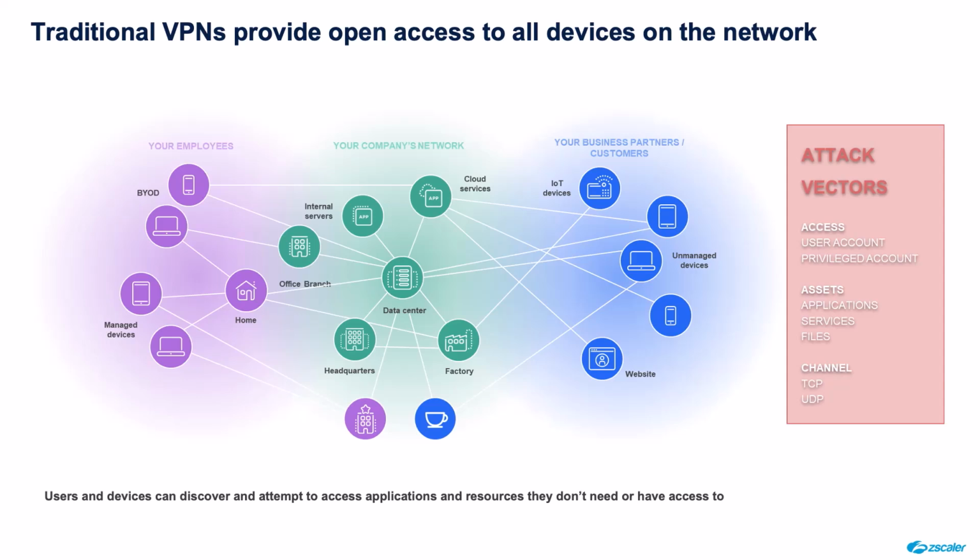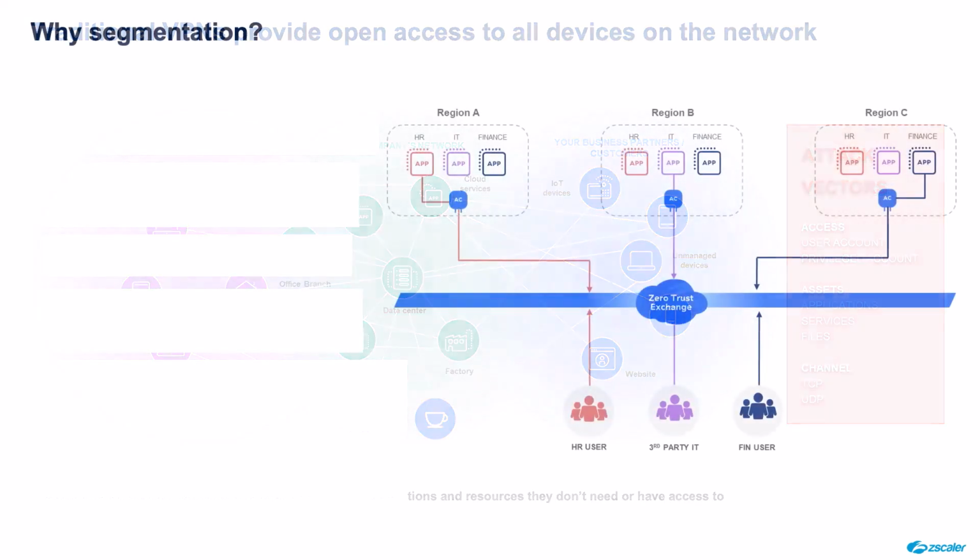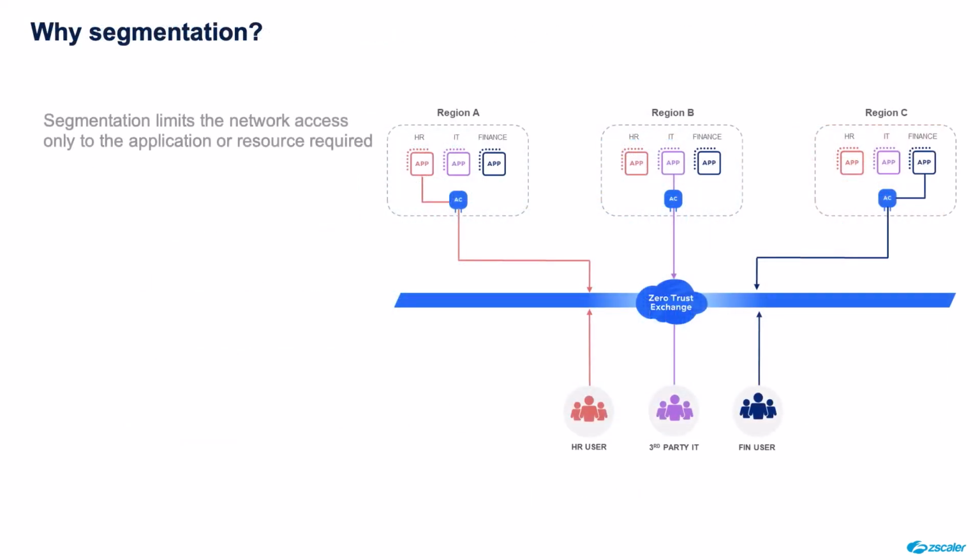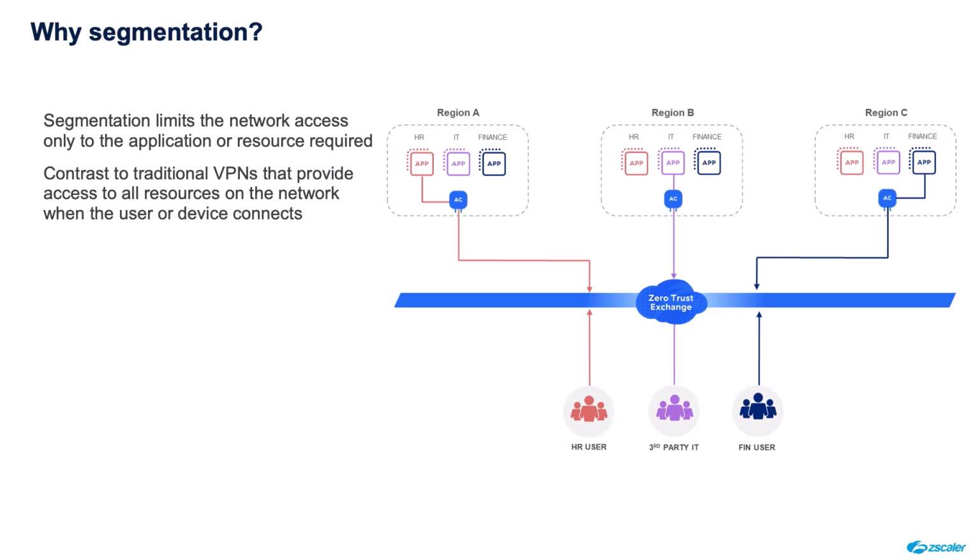In the end, there should be no need for many of these users and devices to discover, have access to, or even know that these private applications and resources exist, especially if they don't need to access them. This is why it is so valuable to approach segmentation in a new way, with a zero trust architecture. In contrast to traditional VPNs that provide access to all resources on the network when the user or device connects, and then attempt to build controls there, organizations should limit network access only to the specific application or resource that is required, and not bring a device into the network boundary.